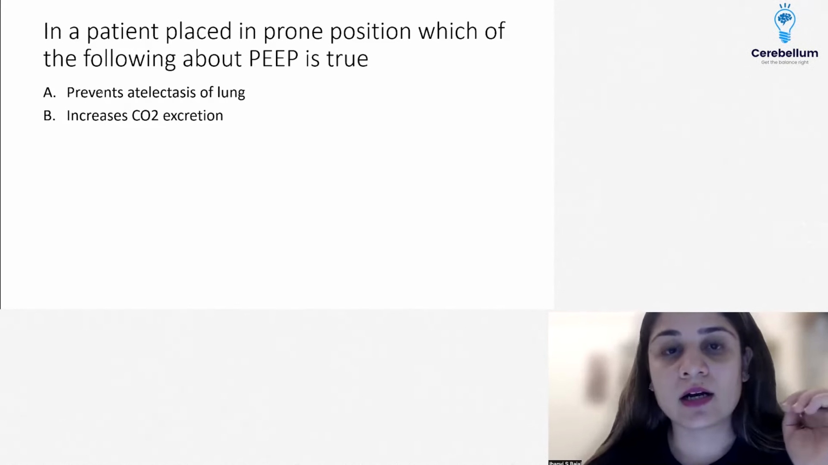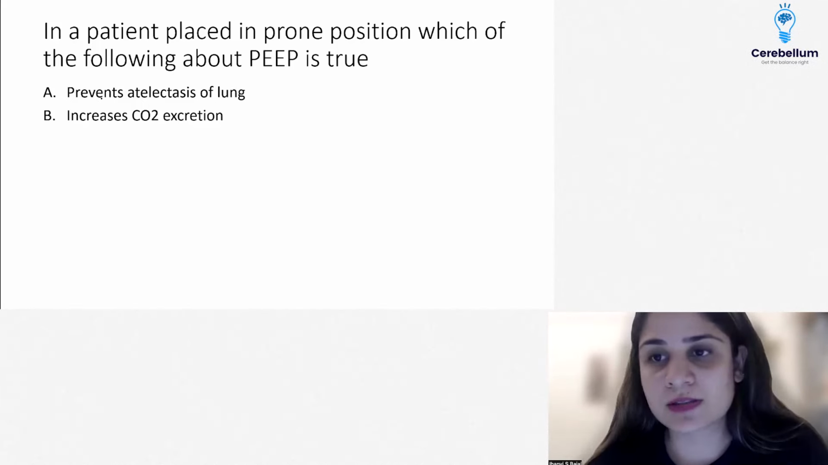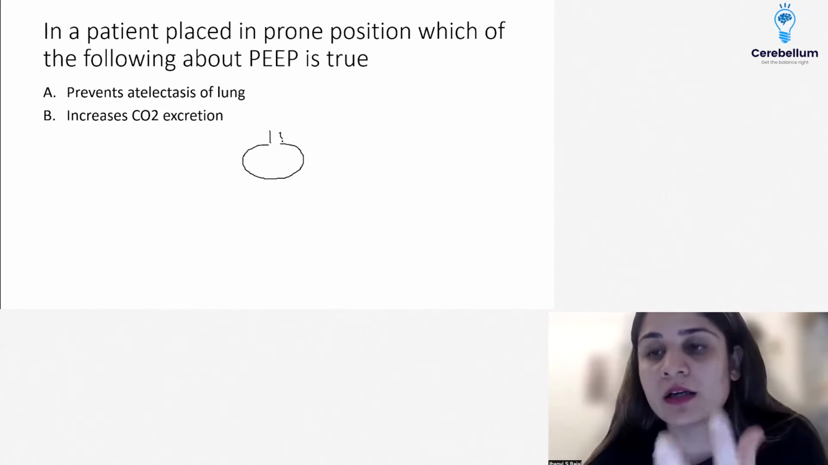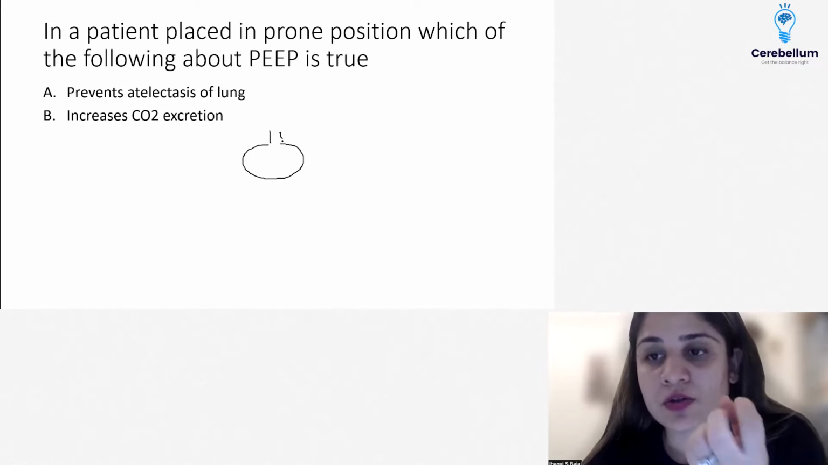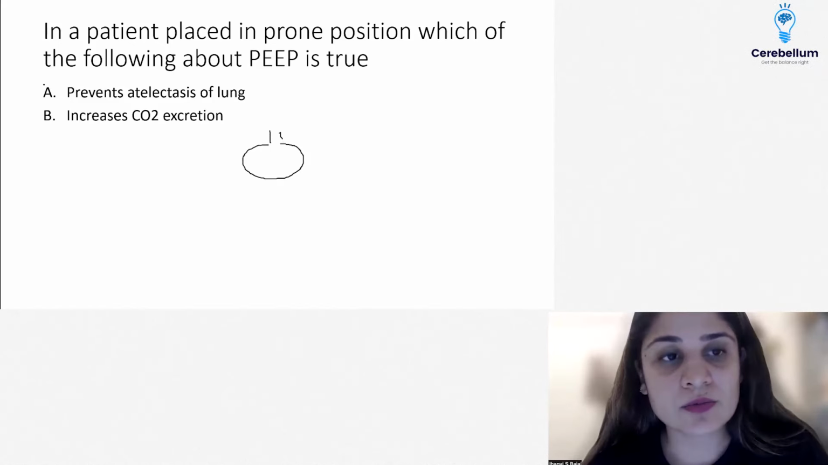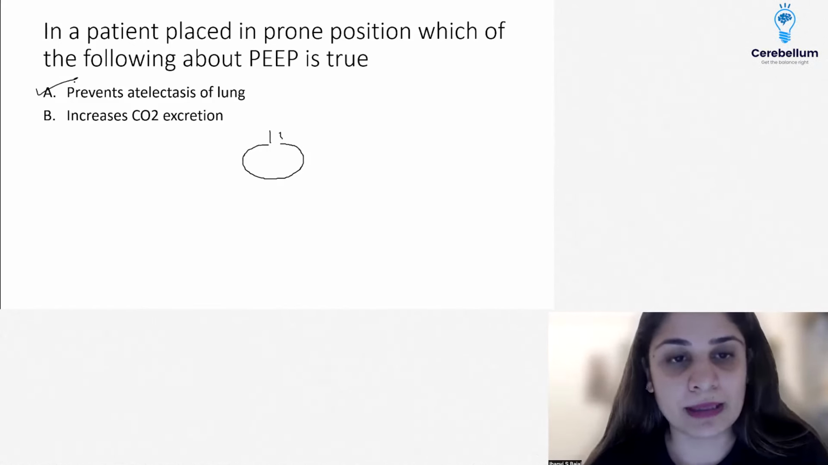All right. This one, I didn't really get the options correctly, but it was said that in a patient placed in the prone position, which of the following about positive end expiratory pressure is true? So these were the two options that I got. Now, ideally, the primary work of positive end expiratory pressure is to keep the alveoli open even during expiration. Okay. So when you keep the alveoli open even during expiration, it prevents the collapse or the atelectasis of the lung. So this was the correct option according to me. All right.